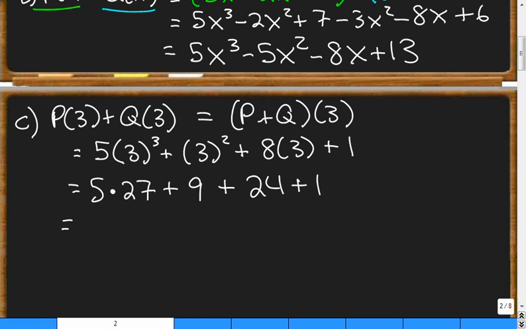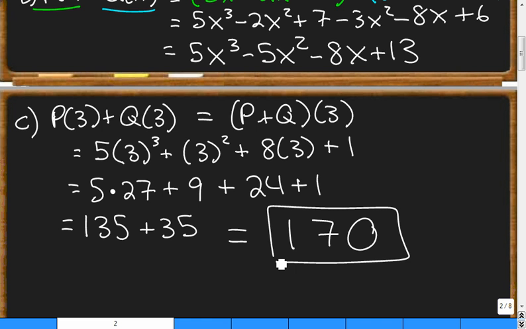Okay, so 5 times 27 is 135. Then we add the rest. This stuff we can put together really quick. That's going to make 35. And so all in all, we get 170 as p plus q of 3.